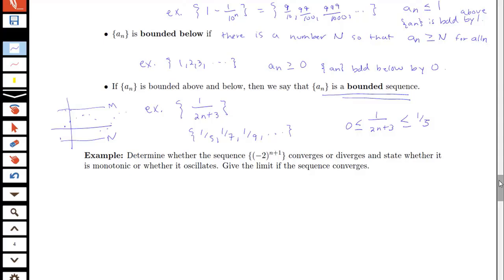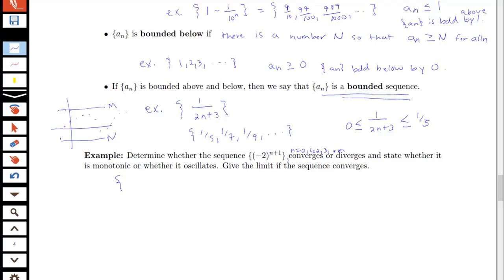So let's determine whether the following sequence, which is given by (-2)^n + 1, converges or diverges, and then state whether it's monotonic or whether it oscillates. We'll also look at whether this sequence is bounded or not. So notice here, let's say that my index starts at 0. So this is for n equals 0, 1, 2, 3, etc.